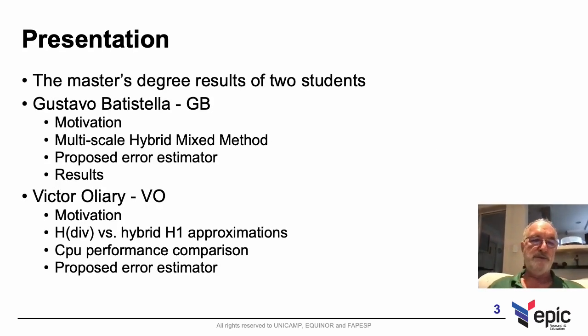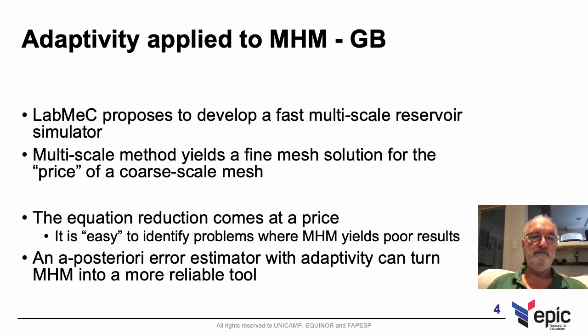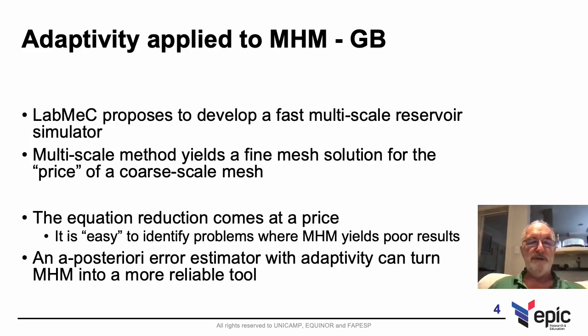So the presentation has two parts. First I'm going to present the work of Gustavo Batistella, who worked on the error estimation and adaptivity. In the second part I'm going to present the work of Victor Oliari, who has compared HDiv approximation with hybridized H1, compared CPU performance of both approaches, and proposed an error estimator. So, adaptivity applied to the multiscale hybrid mixed method.